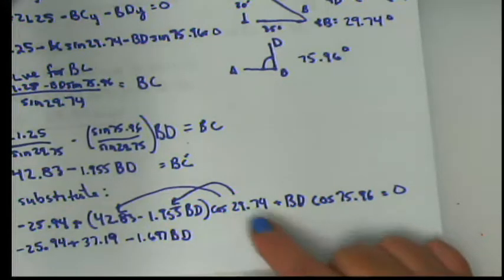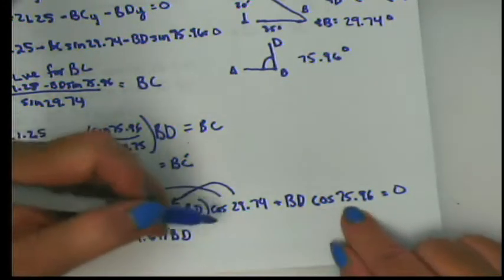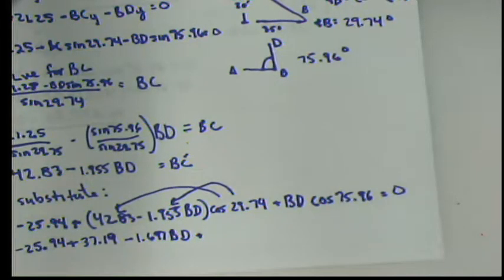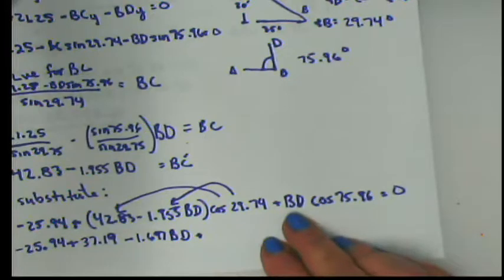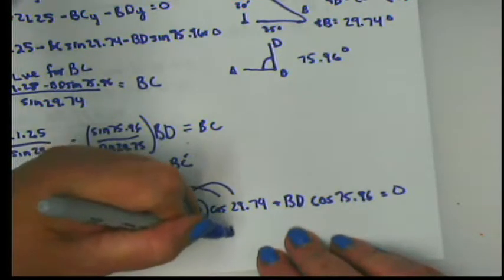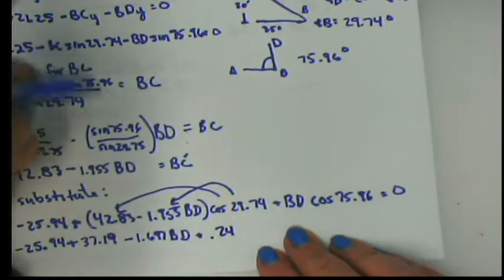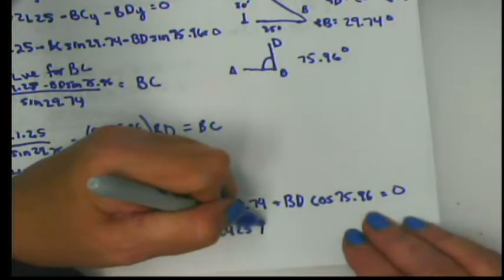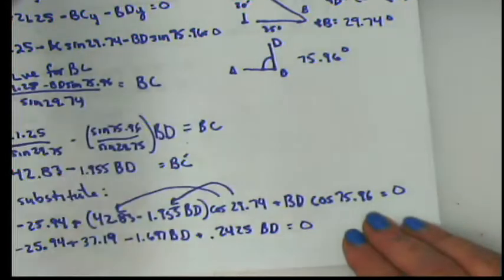All right, and then let's just find out what is the cosine of 75.96. So that just numerically, so that we can get that BD. 0.24. Maybe one more decimal. 2.5, so 3. 2.5, like that? Yeah. BD. Okay, those things added together equal 0.